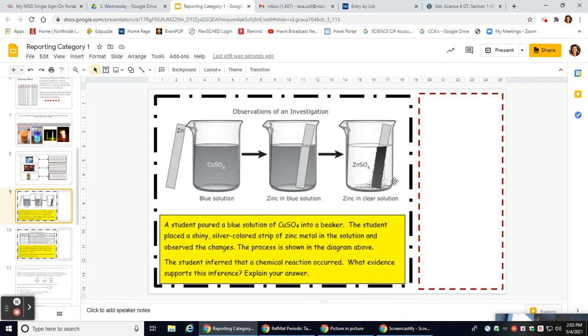So if the student inferred that a chemical reaction occurred, what evidence supports that? Number one, it would be a new substance being formed on the metal. Also, we could infer that it's a precipitate too. It's a new substance forming and falling to the bottom.